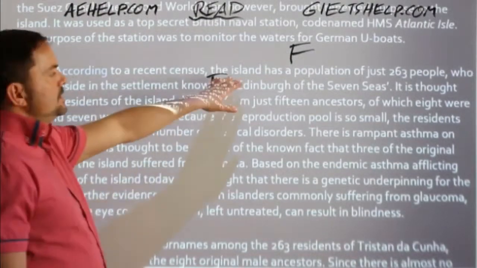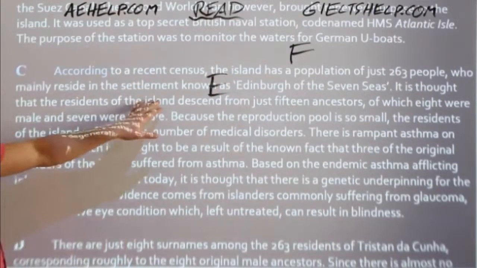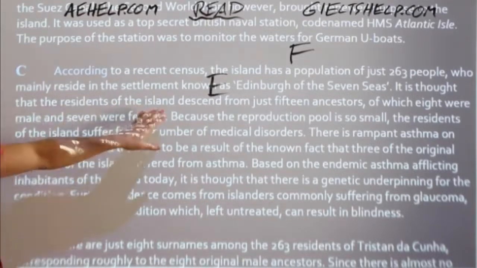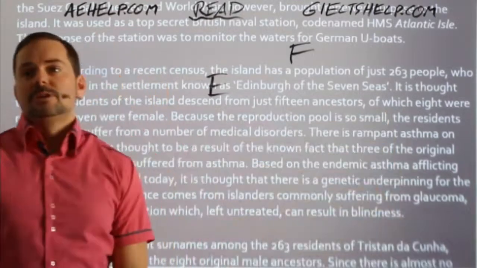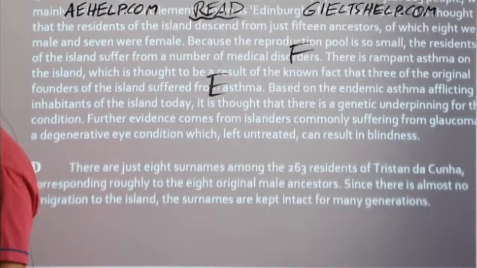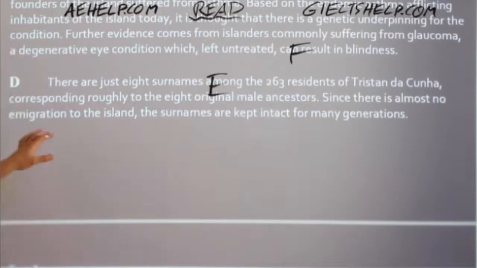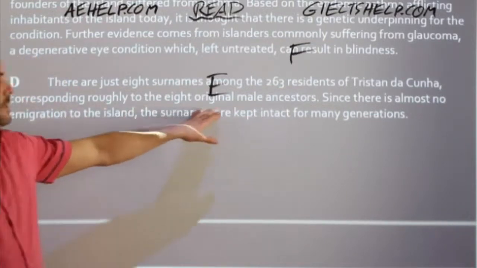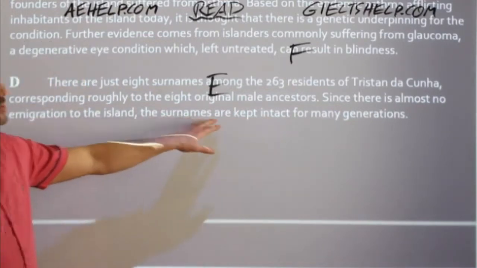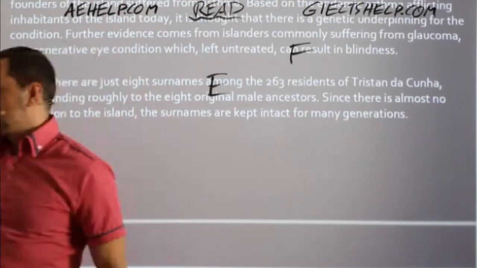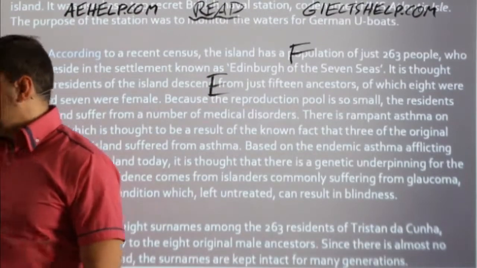According to a recent consensus, the island has a population of just 263 people who mainly reside in this settlement. It is thought that the residents of the island descended from just 15 ancestors. So is it C or D? There are just 8 surnames among the 263 residents, corresponding roughly to the 8 original male ancestors. Since there's almost no emigration to the island, the surnames are kept intact for many generations. Which one is better, C or D?